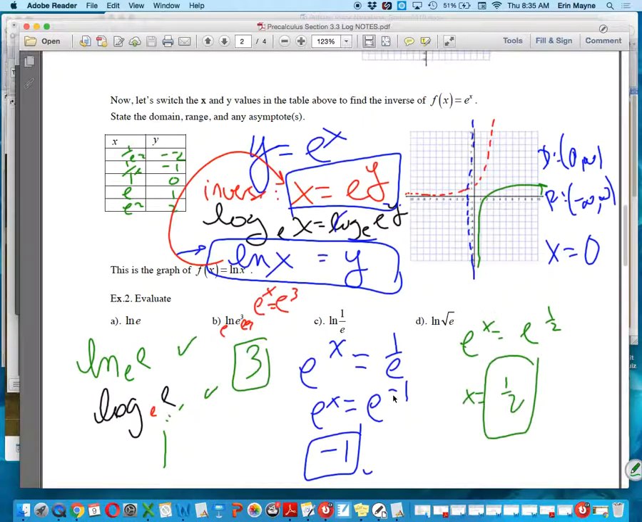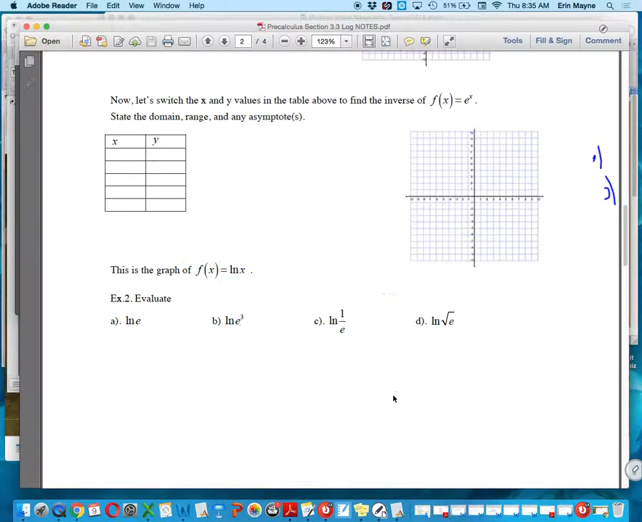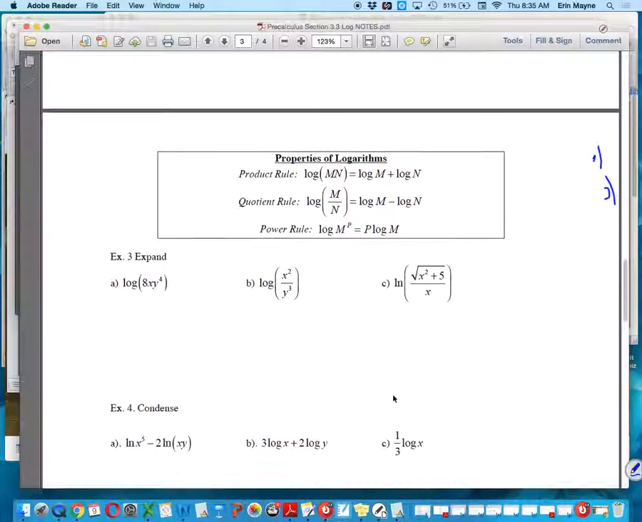Okay, now, with that in mind, I'm about to rapidly remind you of the properties. You ready? Okay. All right, so on the next page, you're reminded of the properties of logs.